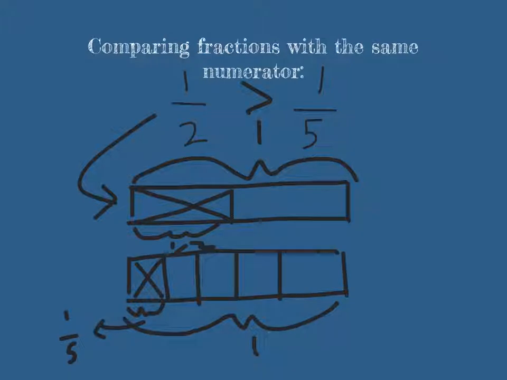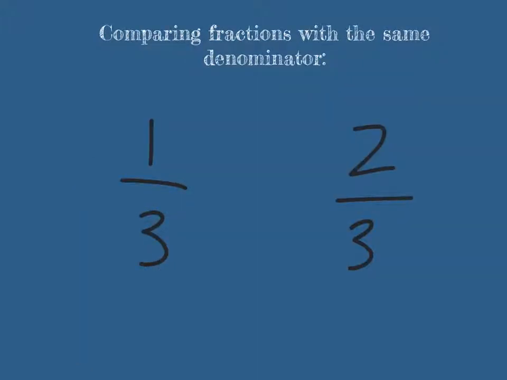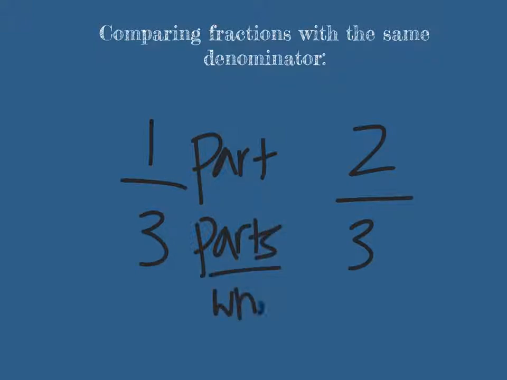Let's move on. Alright everyone, now we're going to be comparing fractions with the same denominator. The denominator is this bottom number. In this case, we have 1/3 and 2/3. They both have 3 at the bottom. We'll relate these back to the definition of a fraction. We have 1 part of 3 parts per whole, and 2 parts of 3 parts per whole.